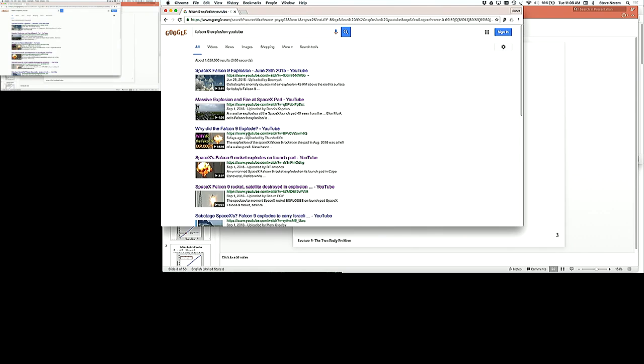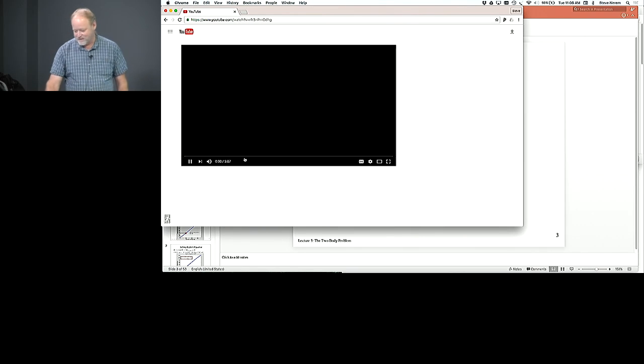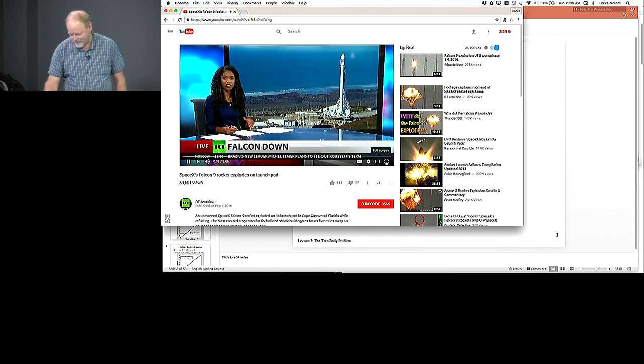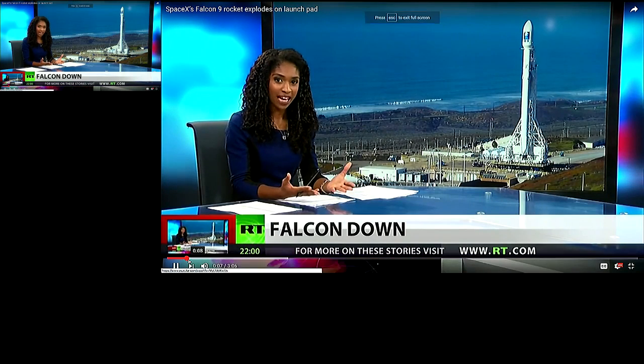And then there are ones that aren't so successful, and this was so spectacular. A SpaceX rocket exploded on its launch pad this morning at the Cape Canaveral Air Force Station. No one was injured, but the unmanned Falcon rocket.